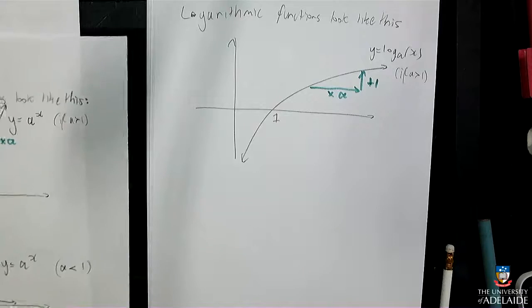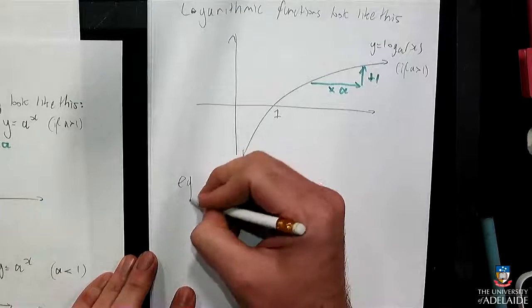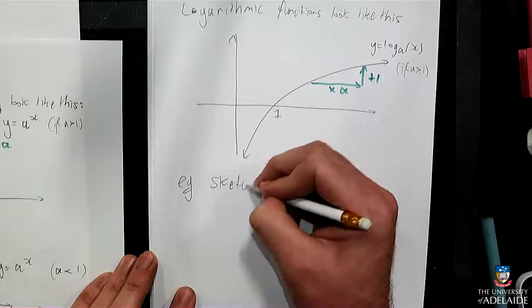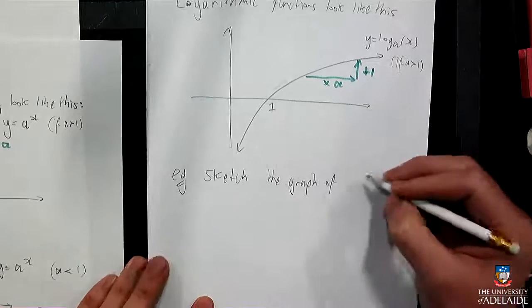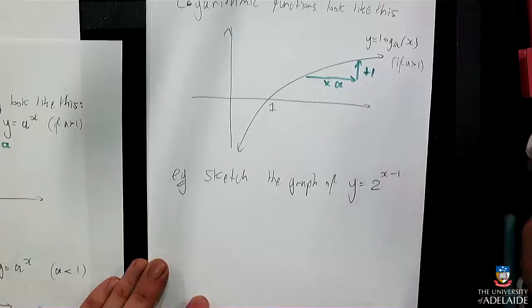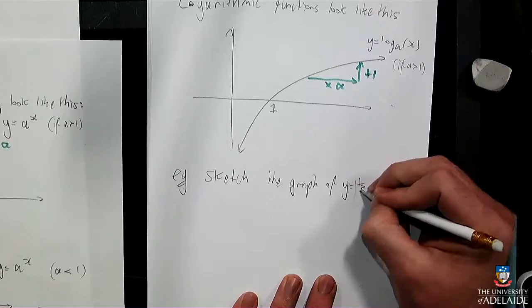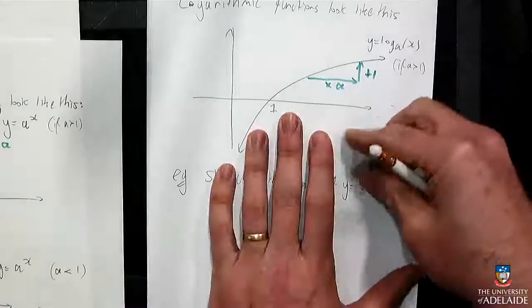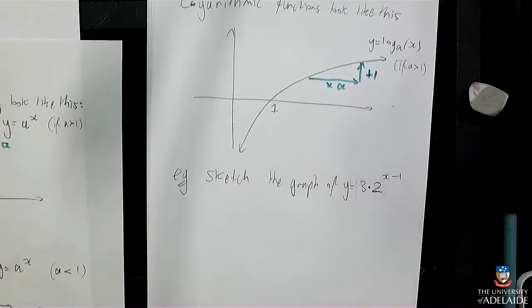Okay, so that's what the graphs look like, and you can always do all the normal things that you do with graphs to shift things over. So I could, for example, say sketch the graph of y equals 2 to the x take 1. No, I won't do a third. 3 times 2 to the x take 1.